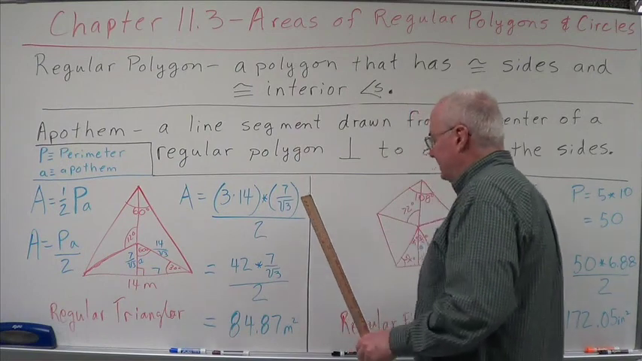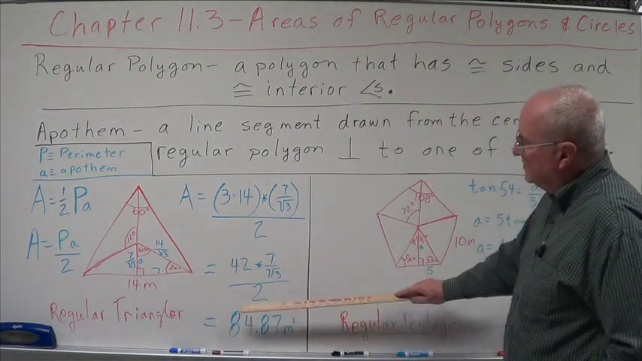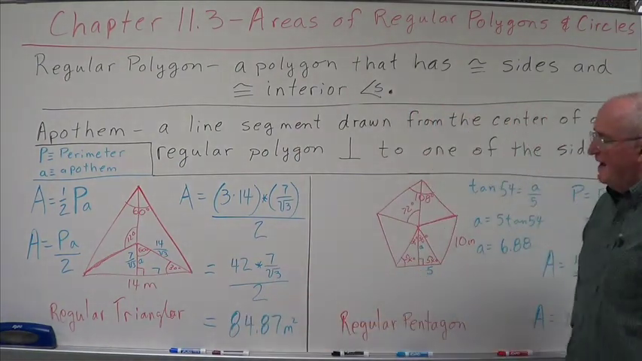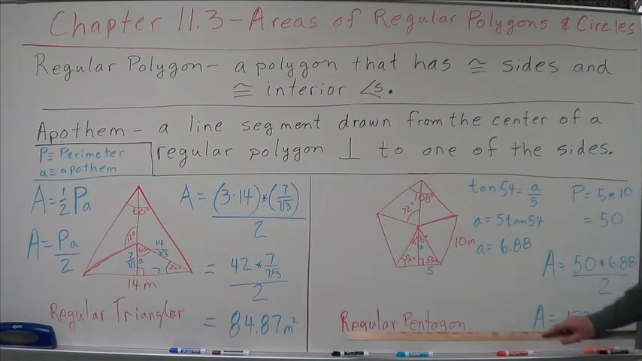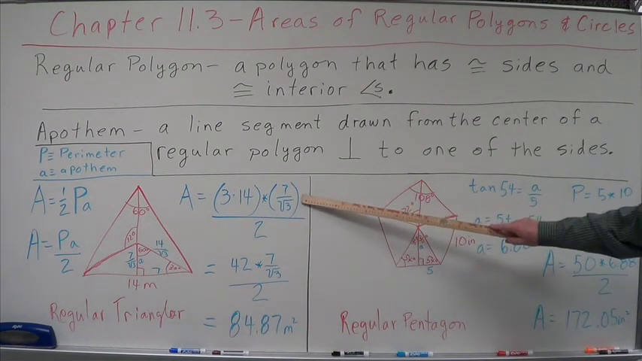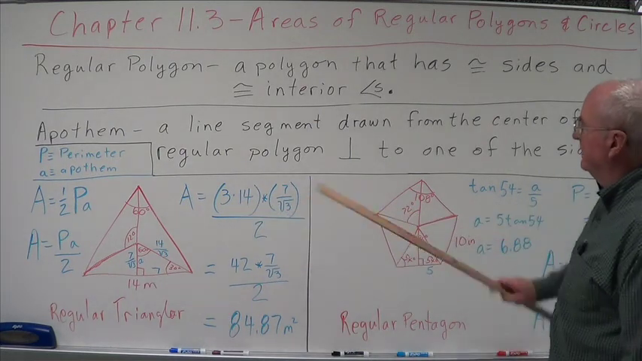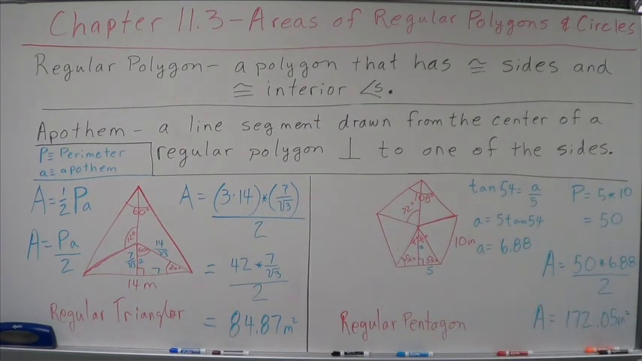Okay? And we still have our 2. And when we do this arithmetic, we should get 84.87, close to, meters squared. Okay? Here's our apothem. This is our perimeter. Okay, let's look at a regular pentagon and do the same thing with it.